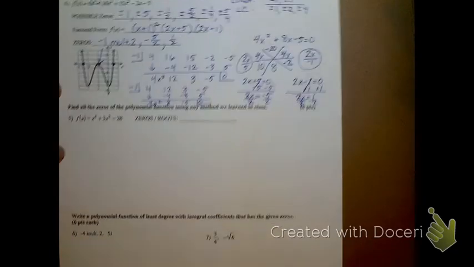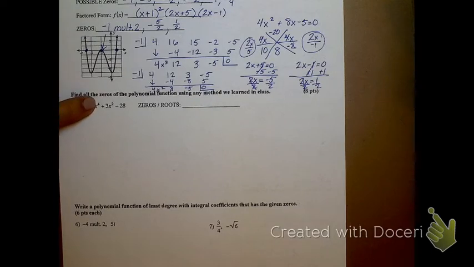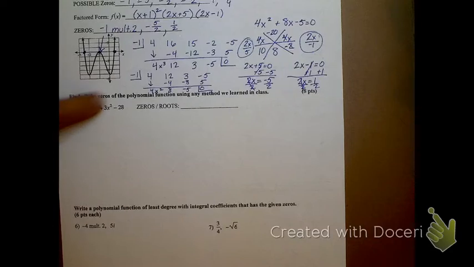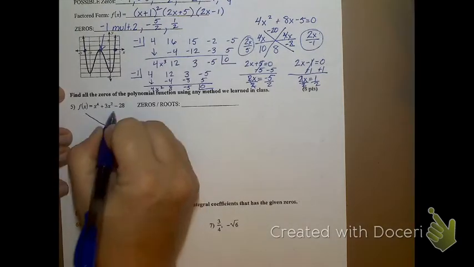Alrighty. Find all the zeros of the polynomial function using any method we have learned in class. What's the easiest method to find zeros? Snowflake. Do I have that rule where this has to be cut in half to get that? Do I have that rule that I can snowflake? Yeah. I do. 6 and 3, 4 and 2, 8 and 4, anytime it's that pattern, I can use snowflake. So if I use snowflake, what do I get?